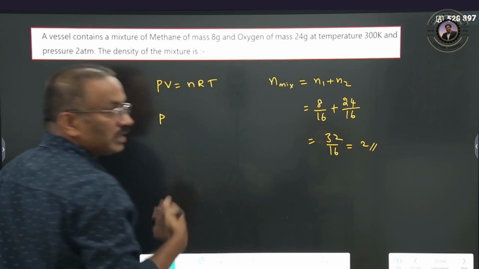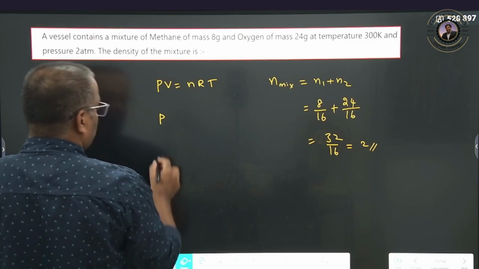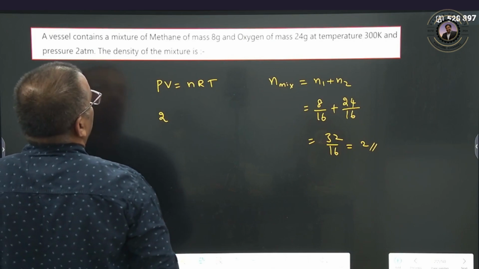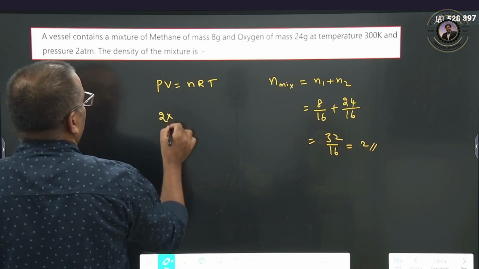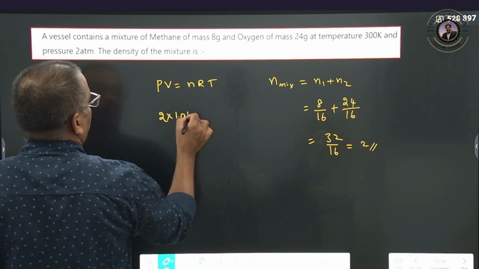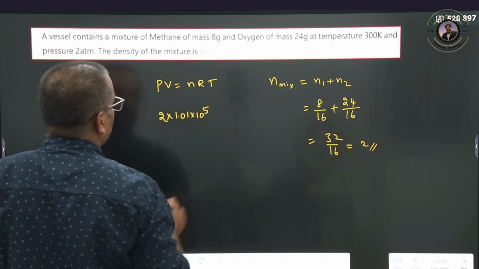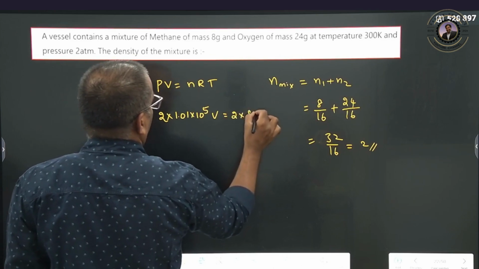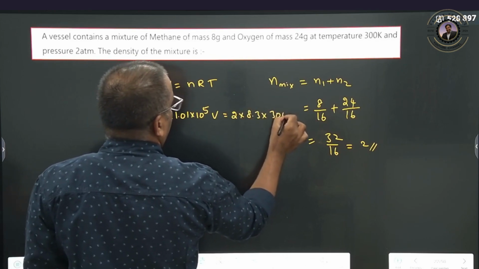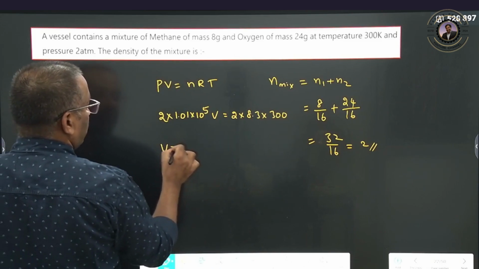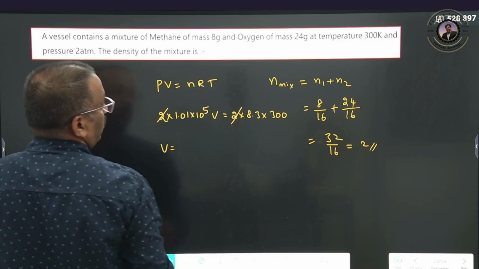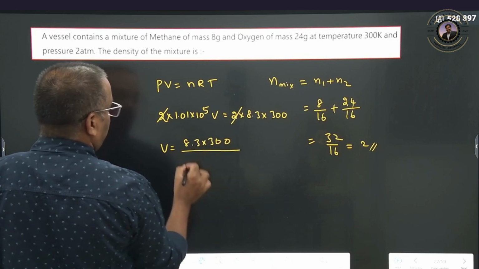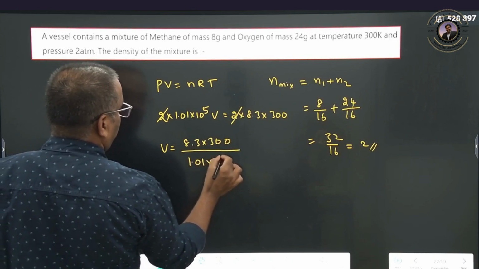Therefore, what is the volume occupied? We don't know here. So we can substitute. Pressure is how much? 2 atmospheric pressure, which means 2 into 1.01 into 10 to the power of 5, and volume V, equals 2 into 8.3 into temperature 300. These 2 get cancelled out. So volume will be 8.3 into 300 divided by 1.01 into 10 to the power of 5.